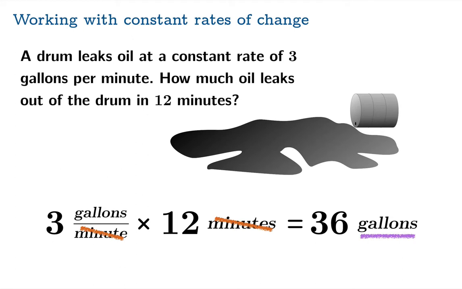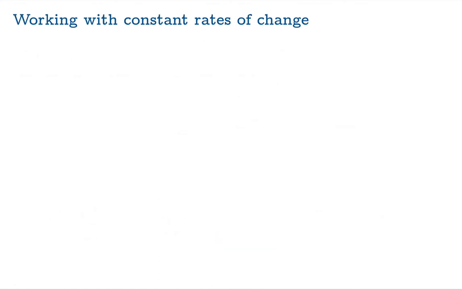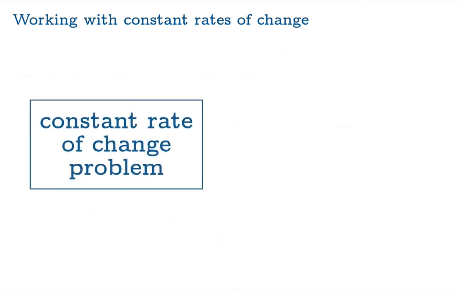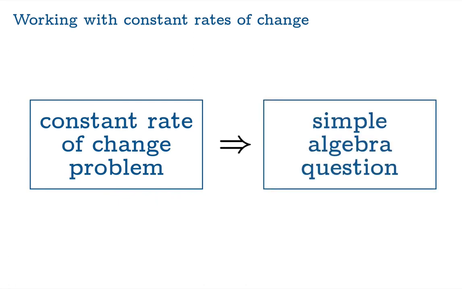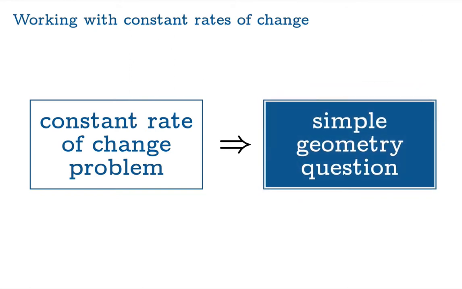And once again, we can check the units. 36 gallons, gallons being an amount of oil, which is what we would expect from this calculation. The deal here is that a constant rate of change problem basically turns into a simple algebra question. And we'd like to show that actually we can translate it into a simple geometry question as well.